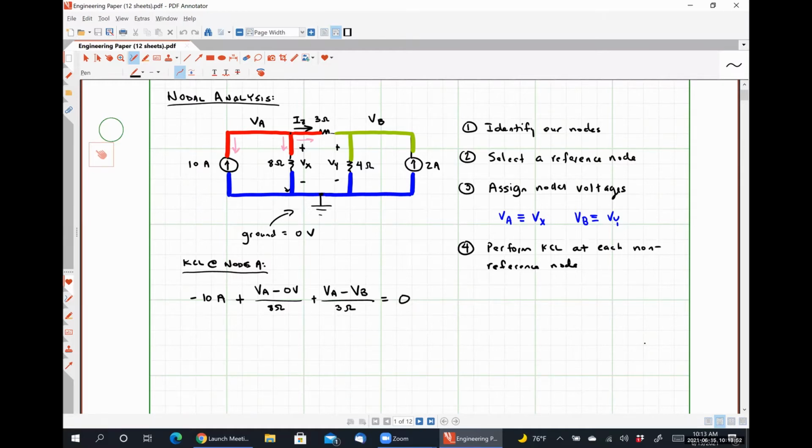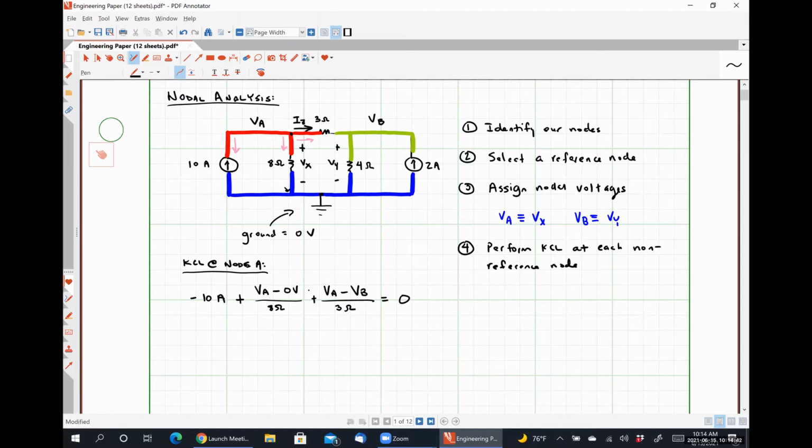Sure. So the negative 10 amp part, I feel like that part's pretty straightforward. I drew my pink arrow as down, and we know that the 10 amps of current is flowing up. Those two currents are in opposite directions, which is why I got the negative 10 amps. For the current flowing through the 8-ohm resistor, the tail of the arrow is at node A, and that current is flowing from node A through the 8-ohm resistor to ground. So that's why it's VA minus our potential at ground, which is 0 volts, divided by 8 ohms. That is just the application of Ohm's law: the voltage drop over the resistor divided by the resistor value gives us the current flowing through the resistor.